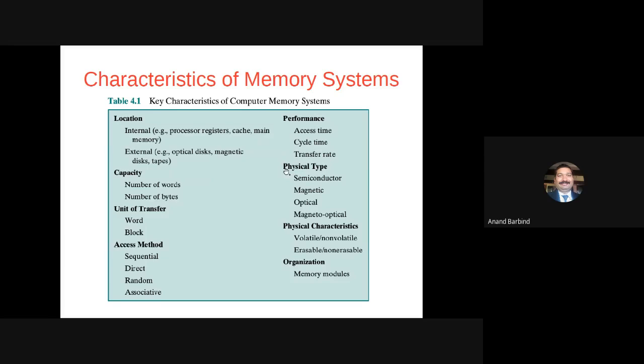In the physical types, the memory comes in the semiconductor form. For example, usually the internal memory is in semiconductor form, so the static RAM or dynamic RAM. These are the examples of this semiconductor memory. It can be magnetic. For example, your hard disk or the magnetic tapes, they are examples of the magnetic memory.